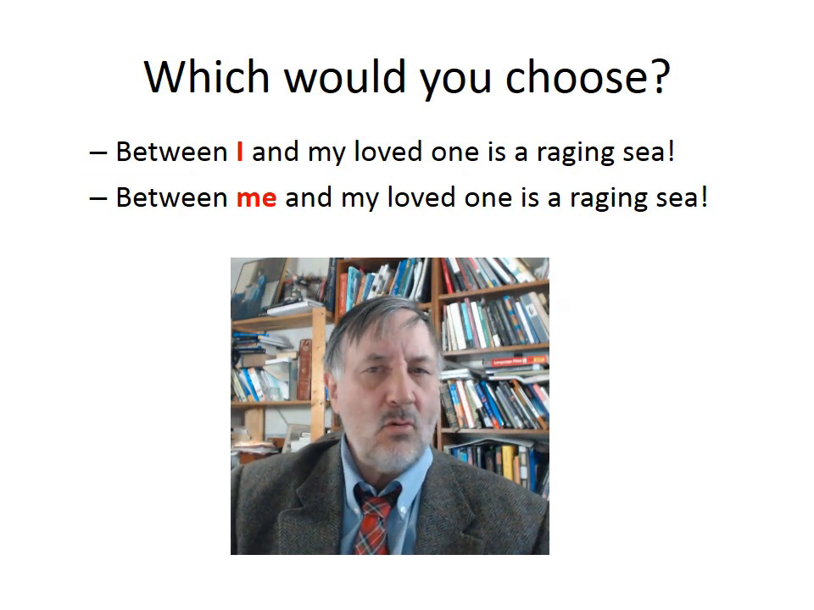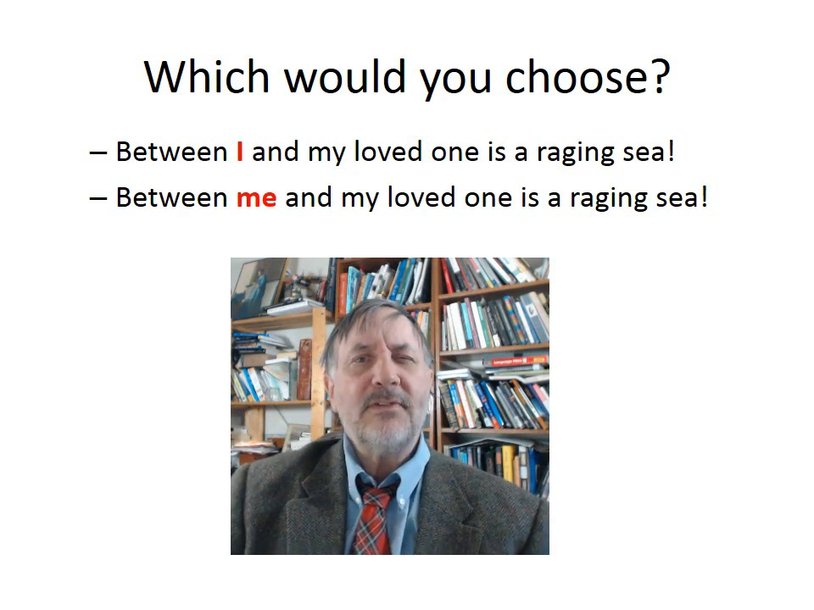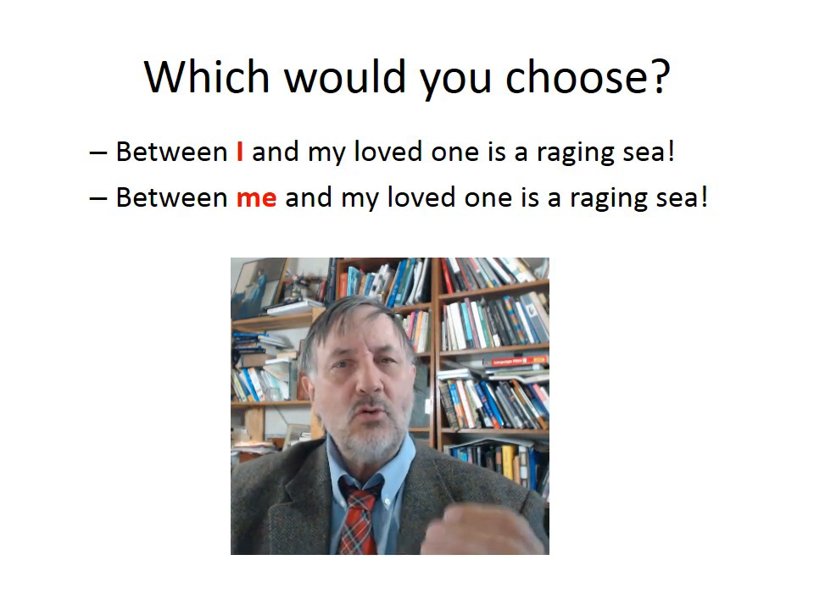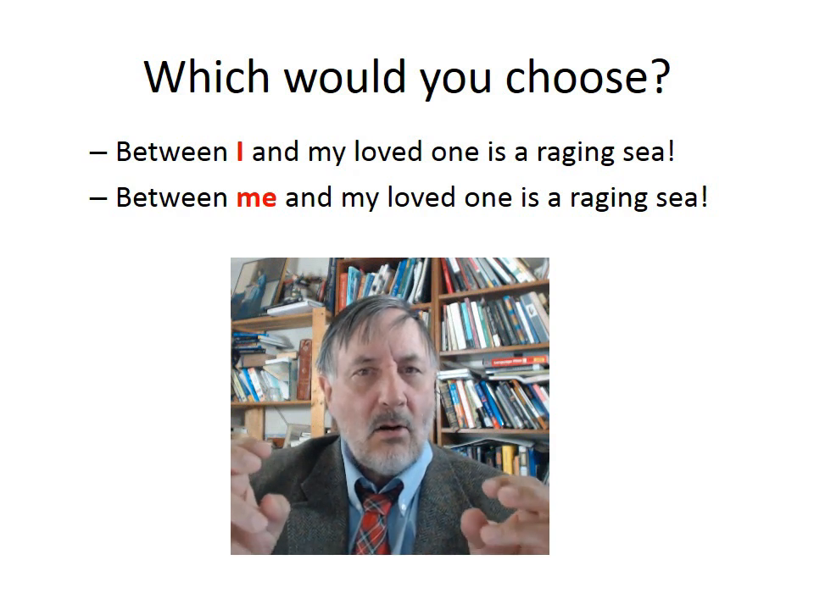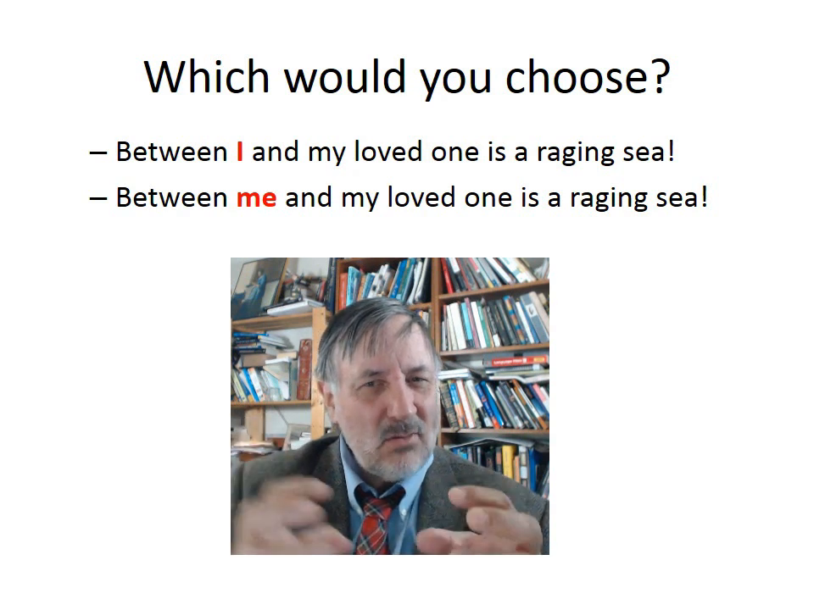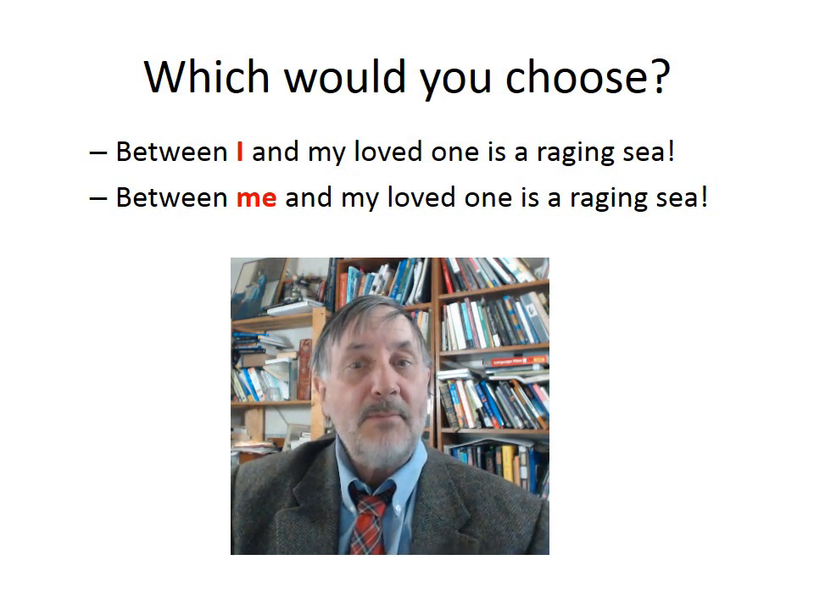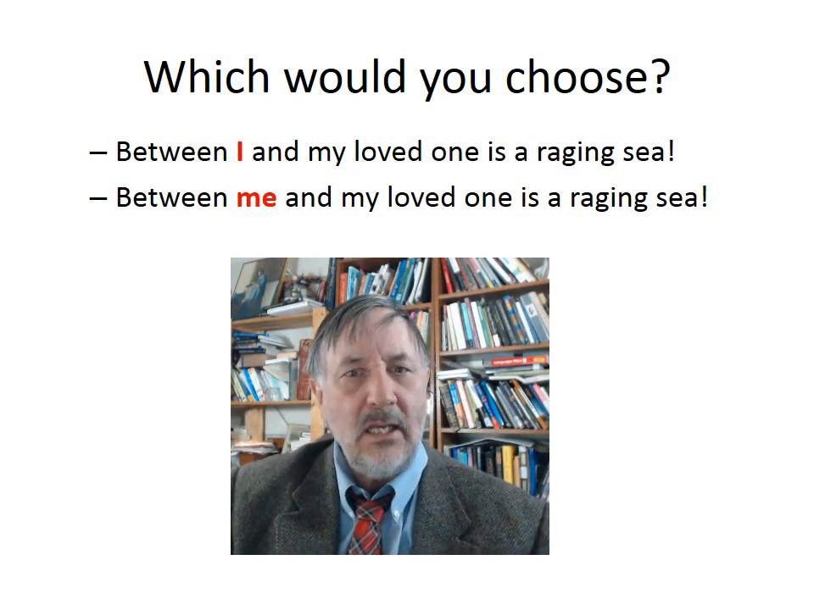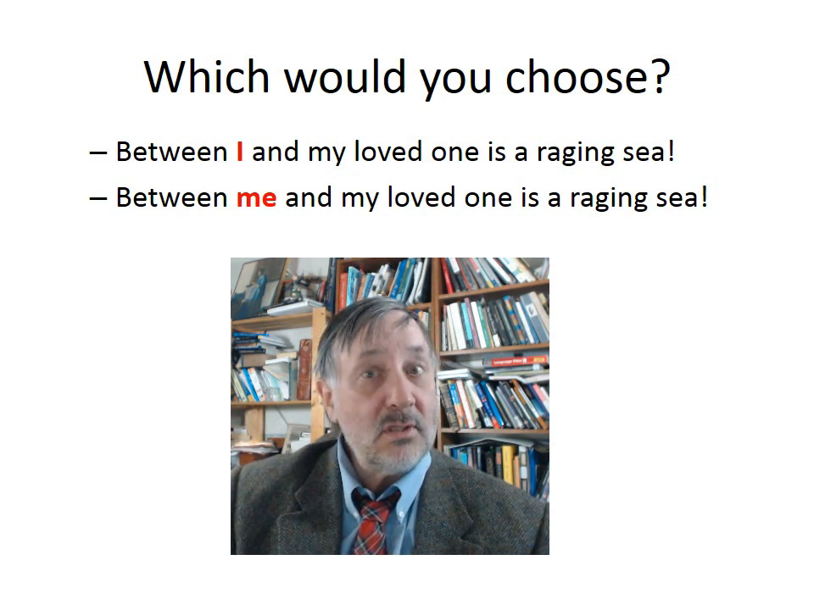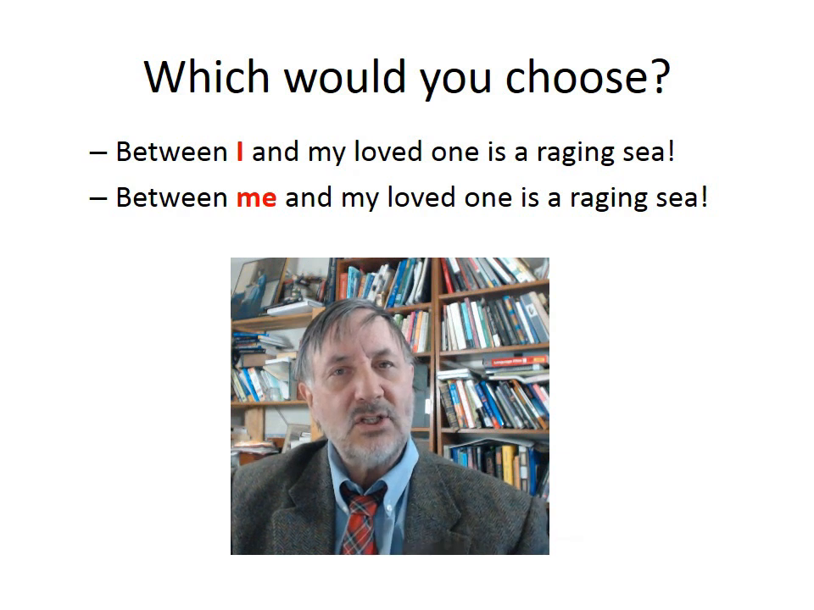Now, before I tell you which one is correct, between you and I or between you and me, I'm going to see if you can figure it out for yourself. Which would you choose? I'm going to put that same type of construction into a slightly different form, so maybe you can hear which one is correct. Between I and my loved one is a raging sea, or between me and my loved one is a raging sea. Very few people would choose the first item. Between I and my loved one is a raging sea. That's incorrect. It's between me and my loved one is a raging sea.